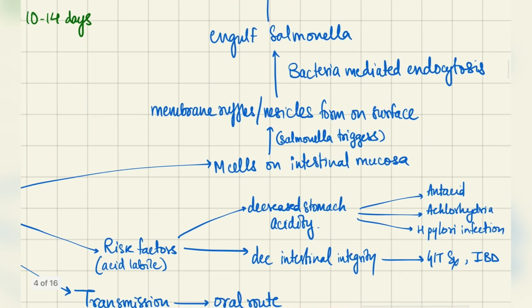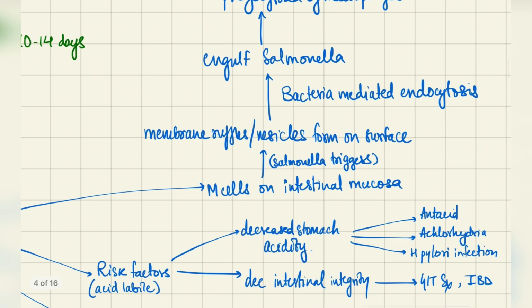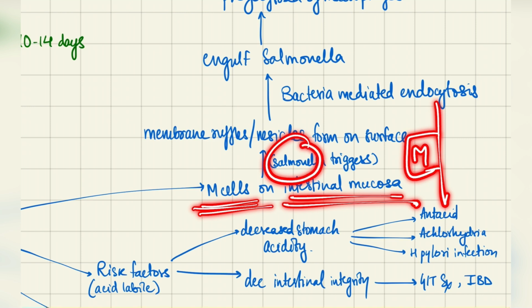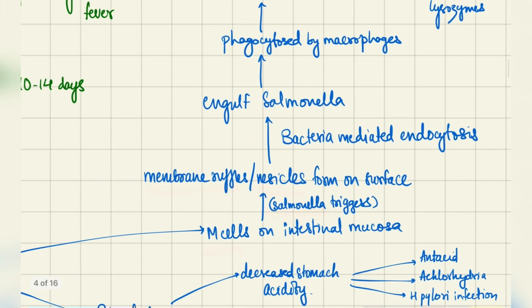When the Salmonella infects us via the oral route, through contaminated food or water, it comes in contact with the M cells on the intestinal mucosa. The intestinal mucosa has these M cells, and the Salmonella itself triggers formation of certain membrane ruffles, or simply vesicles, on the M cells. So we'll have membrane ruffles or vesicles on the M cells because of the Salmonella, which will eventually engulf the Salmonella.